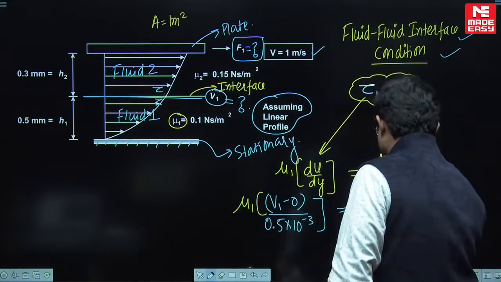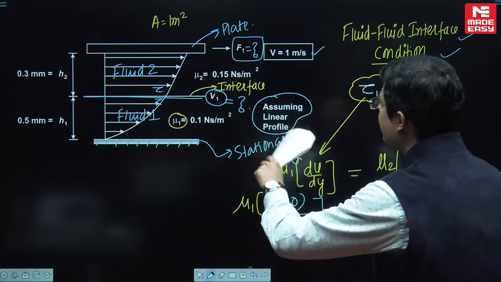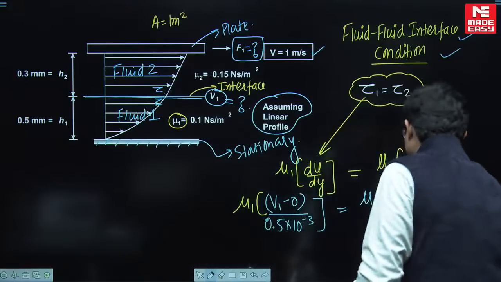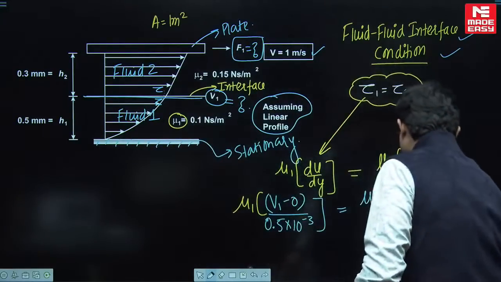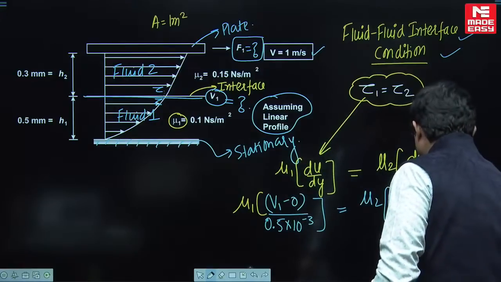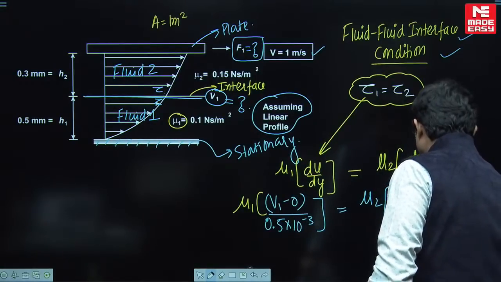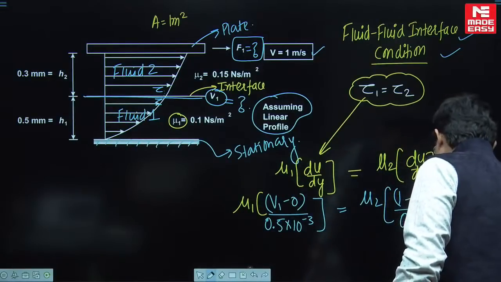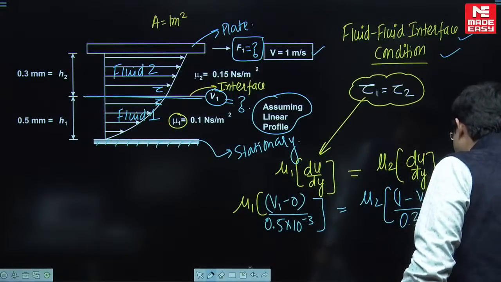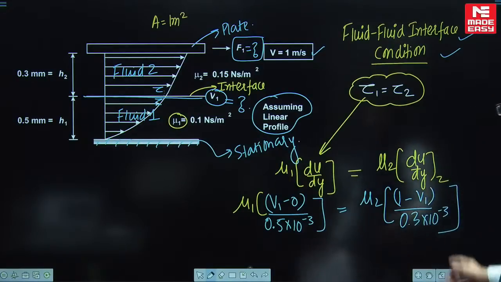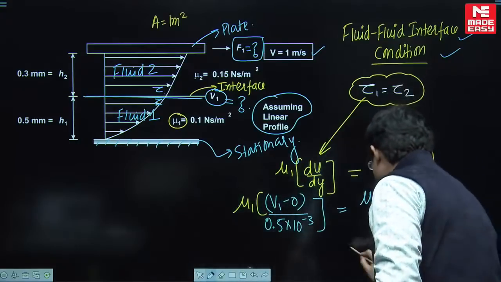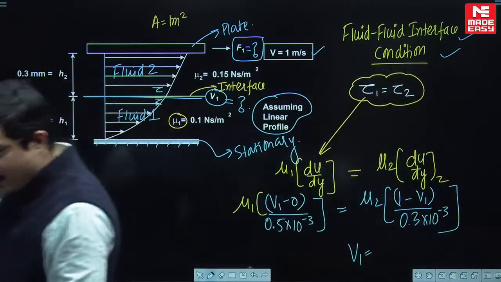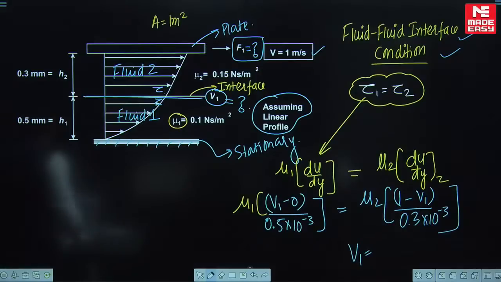Mu 2 everybody knows the value, calculation is your responsibility. What is the change in velocity for the second fluid? It is v minus v1, but the value of v is given in the question as 1, so 1 minus v1, divided by dy for the second fluid, which is 0.3 into 10 to the power minus 3, because it is in mm. Clear guys? Equate both the things, everything is known to you. Can you find the value of v1, or the velocity of the interface? Yes, you can do so. Anyone with the answer? Come on guys, anyone with the answer?